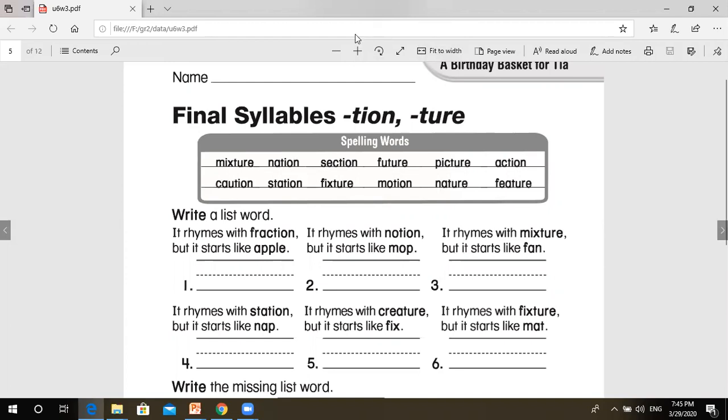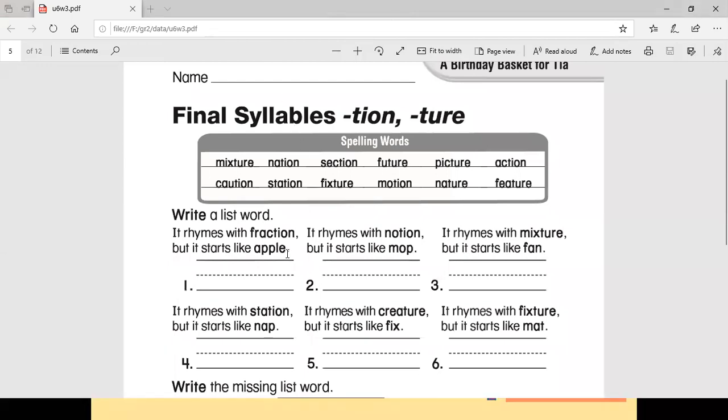Okay, now let's write the answers with me. Write a word that rhymes with fraction. Number 1. It rhymes with fraction, but it starts like apple. So I need a word that has A at the beginning. Which one? We have just one word that has A at the beginning of the word. Action.